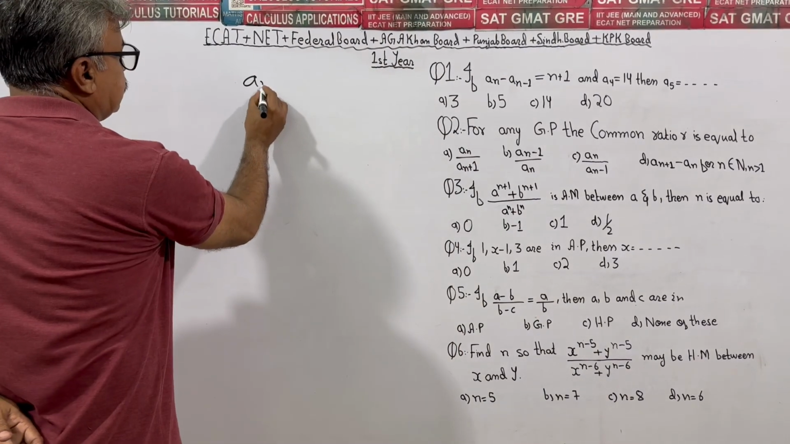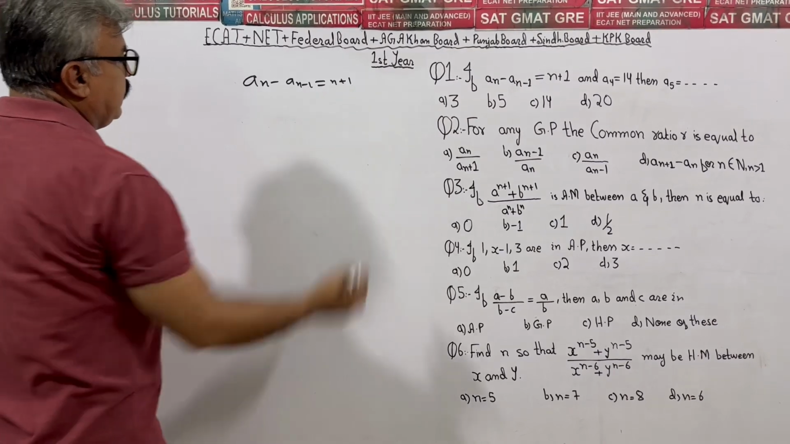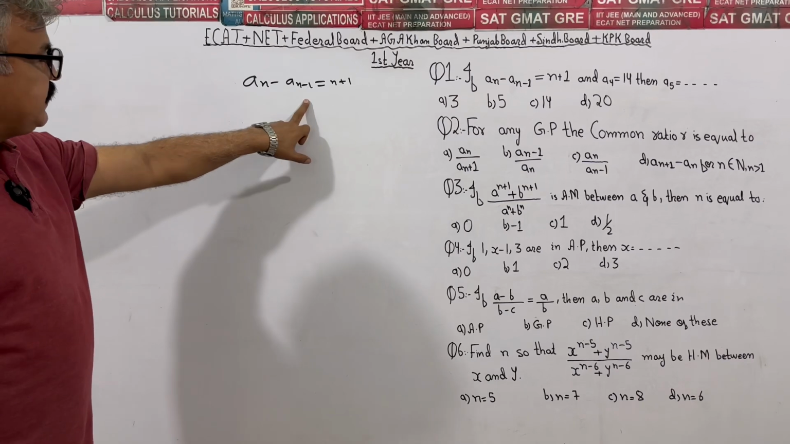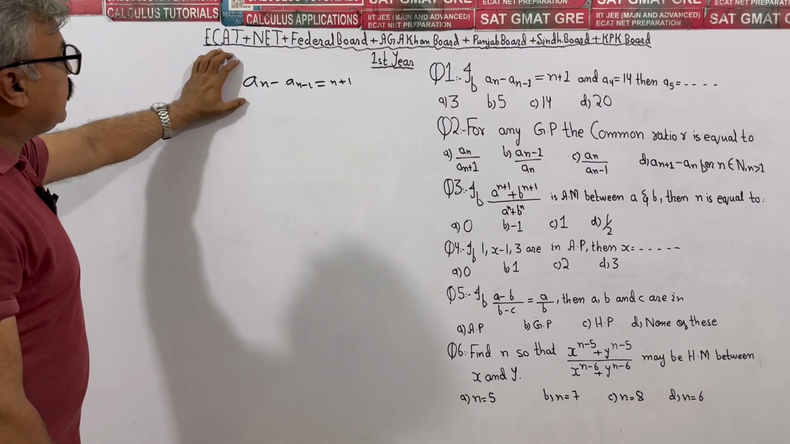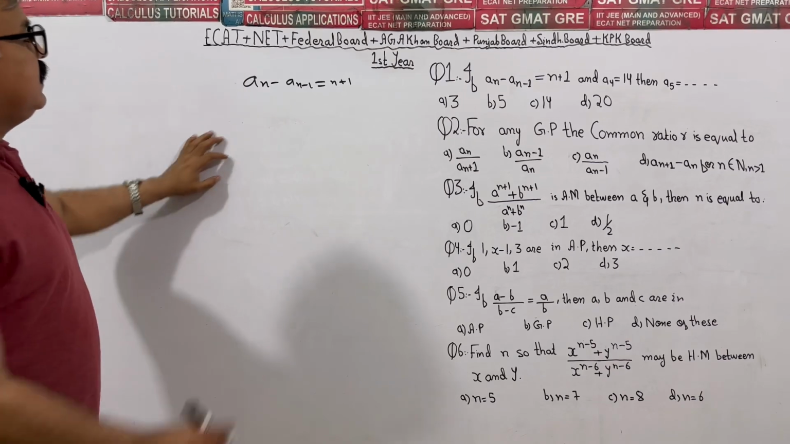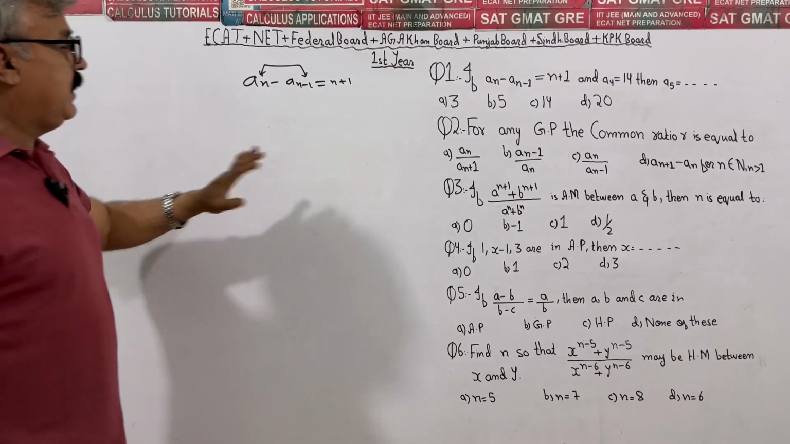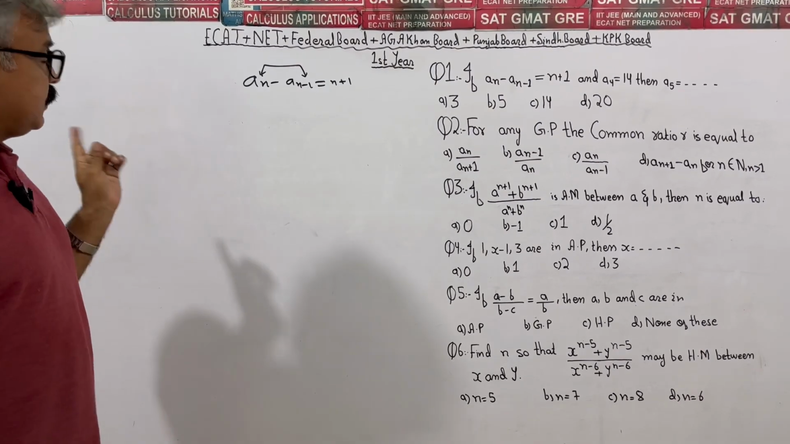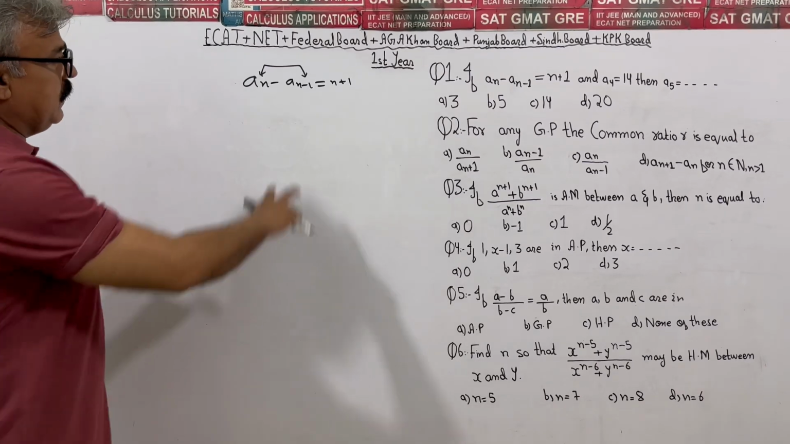I have given the difference of the two consecutive terms is equal to n plus 1. Preceding term subtracted from the succeeding term is equal to n plus 1. Such type of relations are known as recursive relation. Each successive term has a relation with the preceding term. Okay, it's given to us.